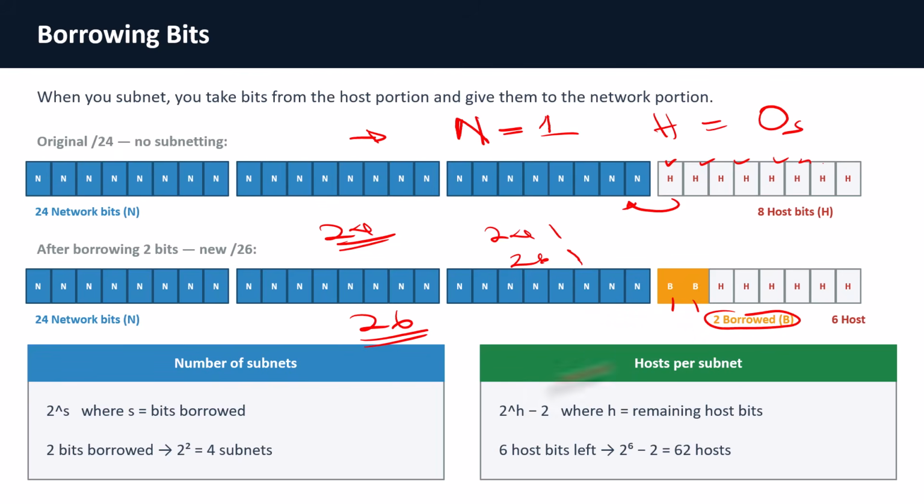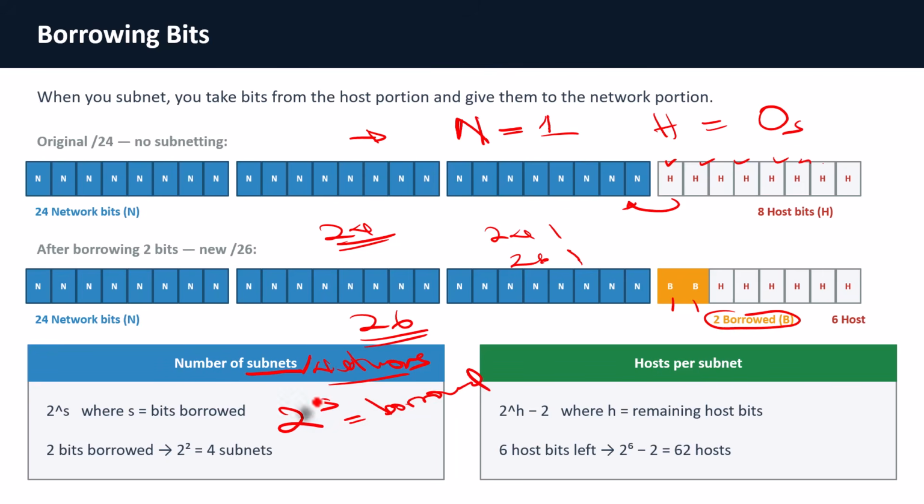So if we borrow 2, what does that mean? For us to determine the number of networks we have created, the other name I can use for subnet is networks. For us to determine the number of subnets I've created, we use a simple formula of 2 to the power s, where s represents the number of borrowed bits.